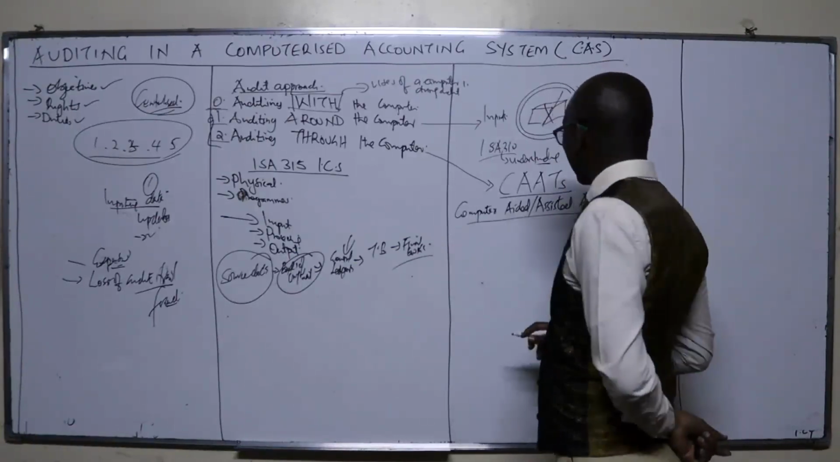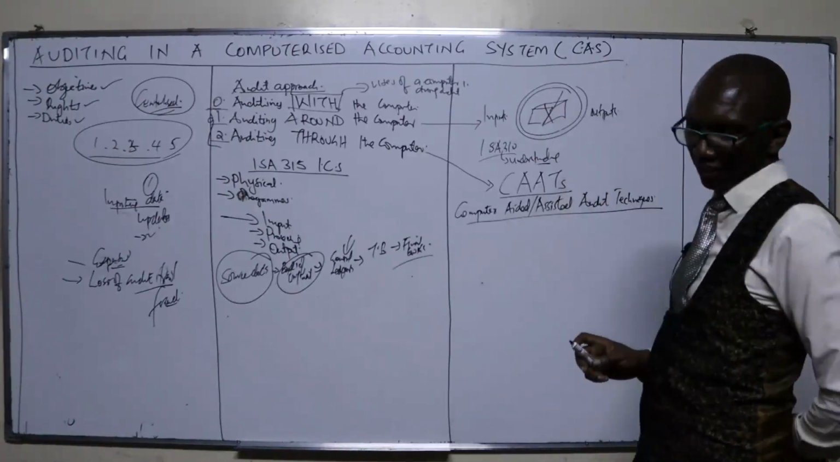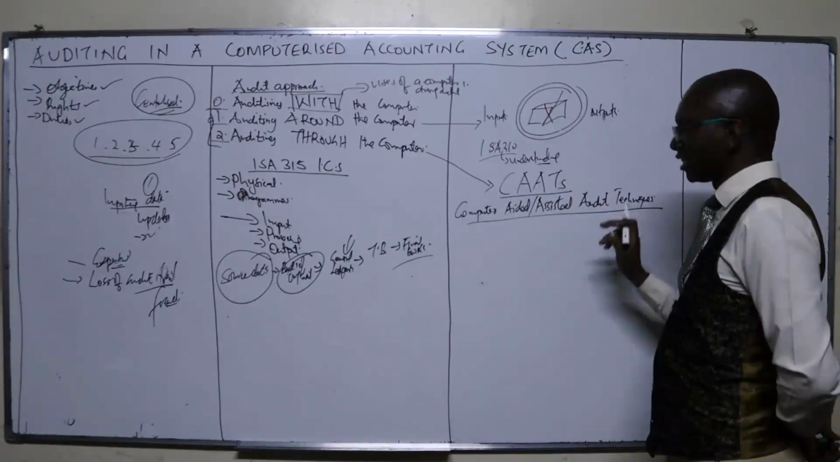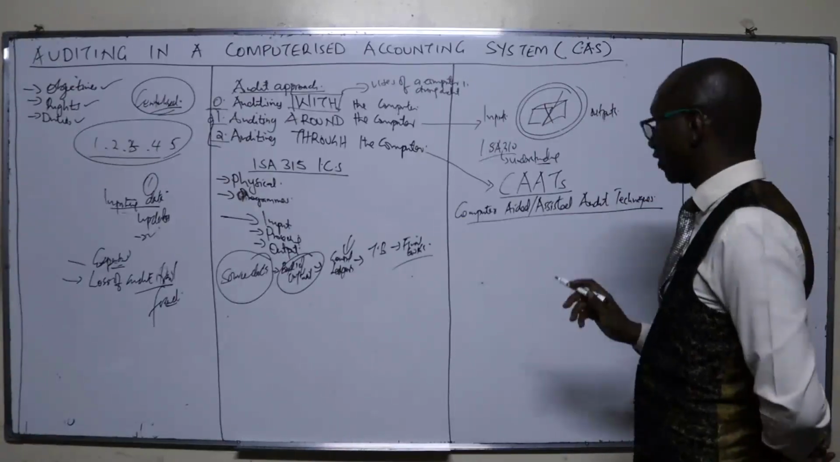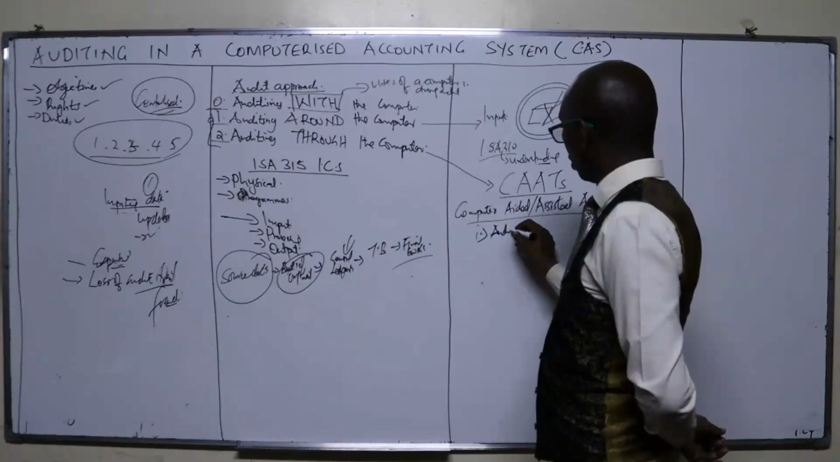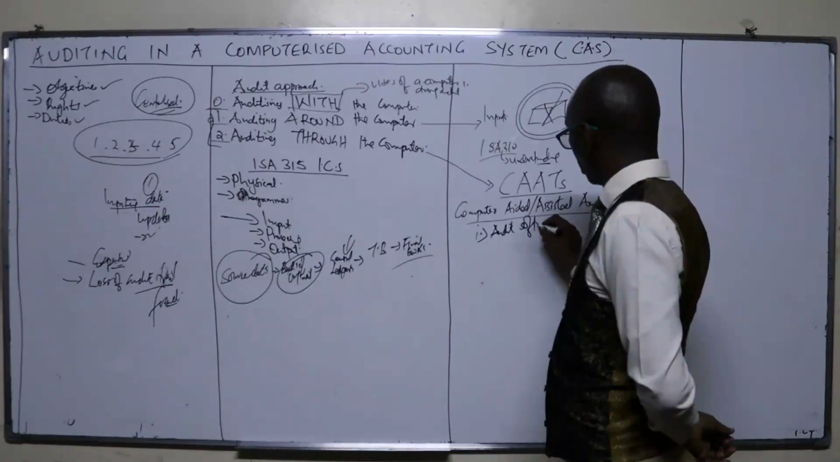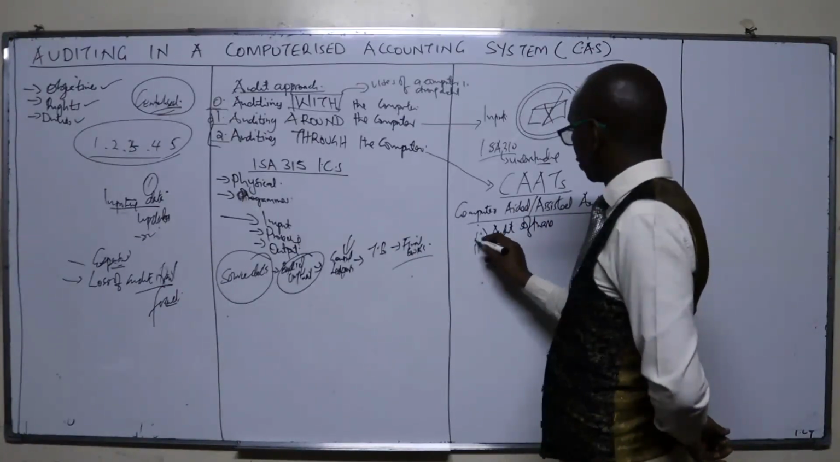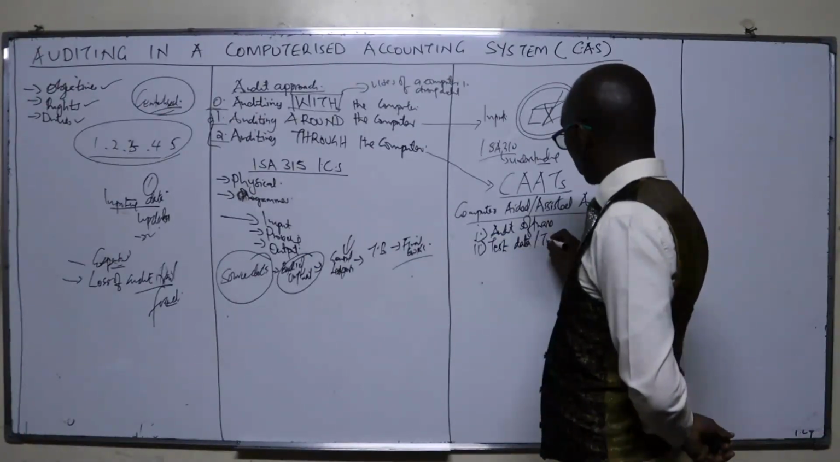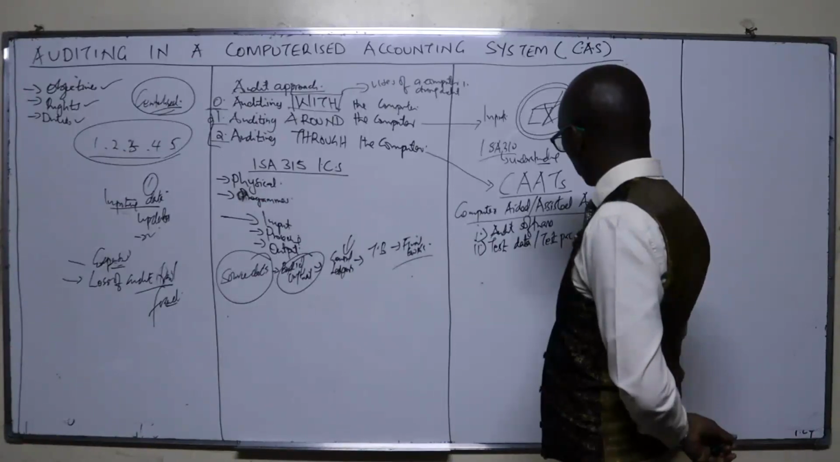It's computer-assisted audit techniques, where you use the computerized aspect in auditing, classified into two. Number one, we have audit software, and number two, we have test data or test pack.